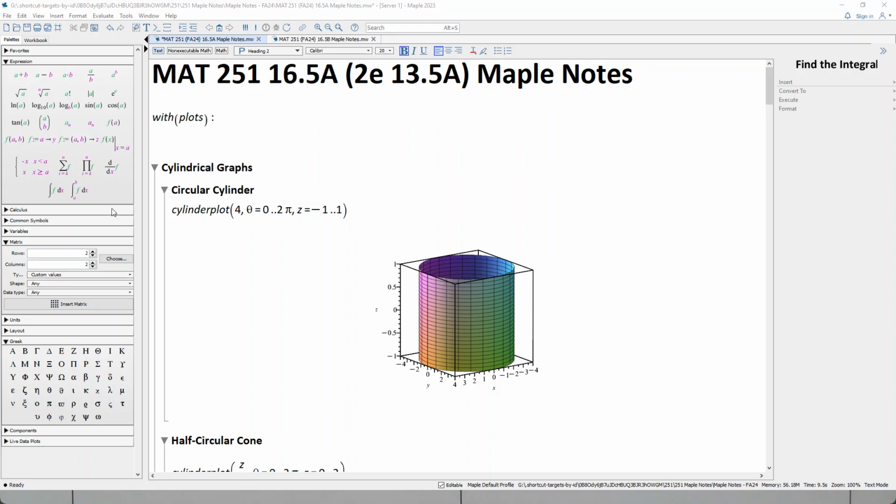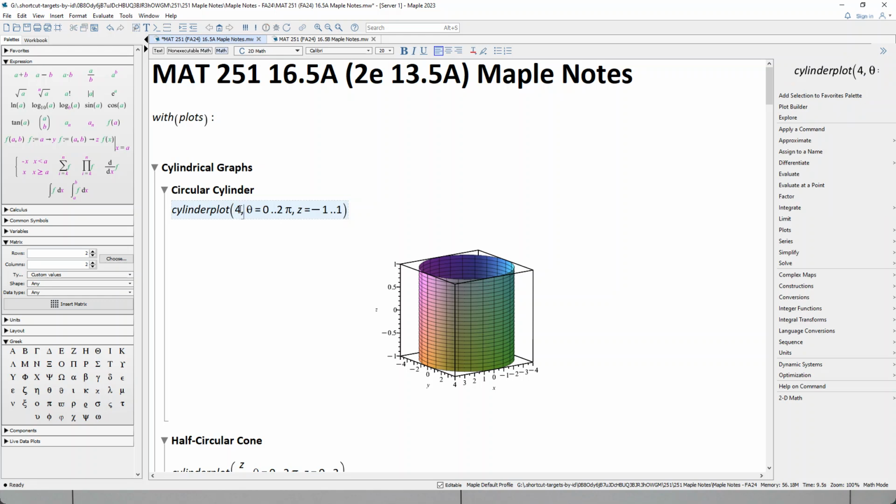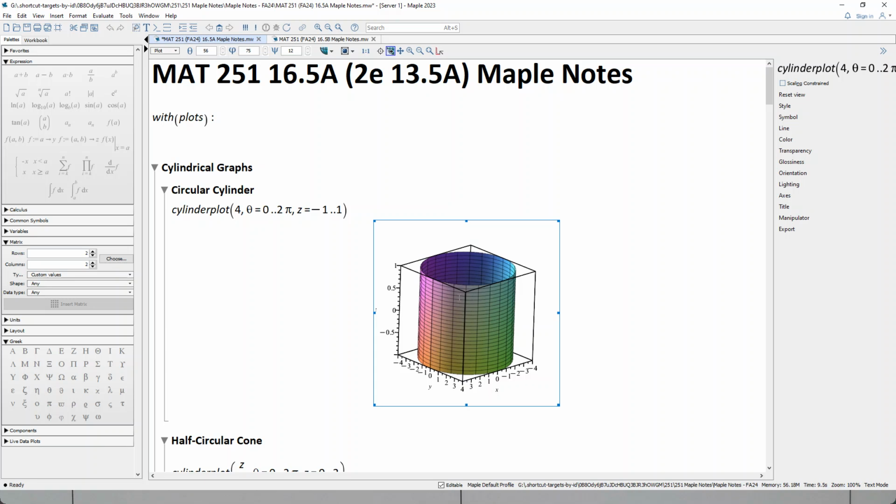And I just want to show you how I did this in Maple. So a cylinder plot is one of the ways that we can graph in cylindrical coordinates. And so I just said, hey, graph me 4, because that's r equals 4. It's assuming that r equals is the general form of the equation. And so when I say 4, it automatically graphs a cylinder of radius 4. That's what it does.